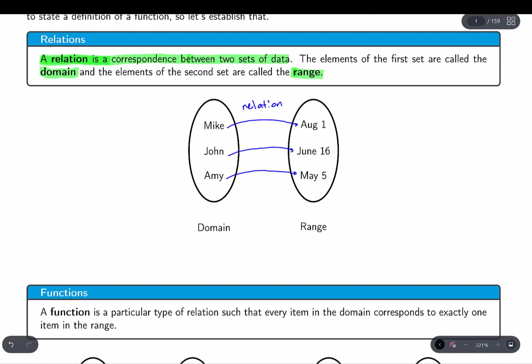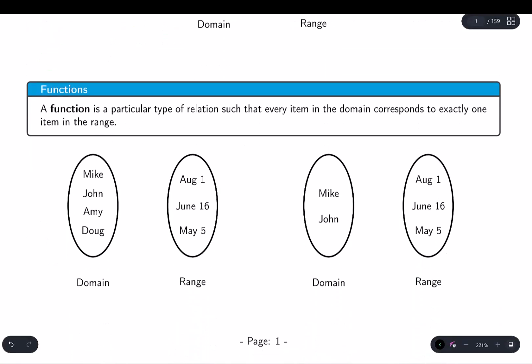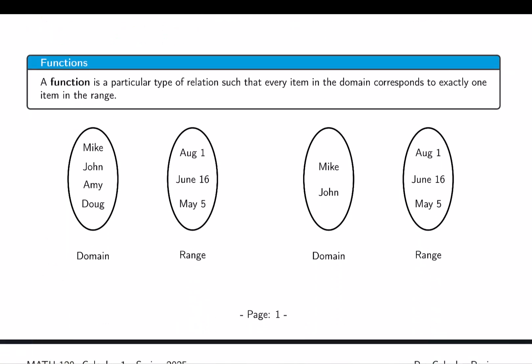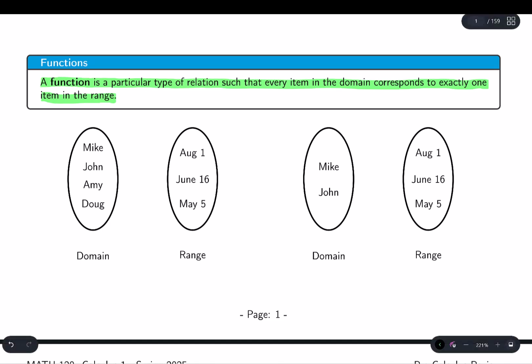Okay? Now, a function is a particular kind of relation, such that every item in the domain corresponds to exactly one item in the range. I'm going to highlight that. So a function is a particular type of relation such that every item in the domain corresponds to exactly one item in the range. I don't know why my highlighter's kind of lagging here. It doesn't really matter.